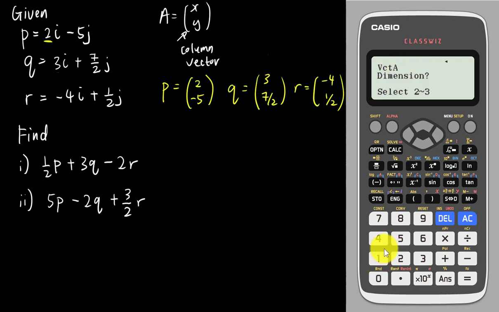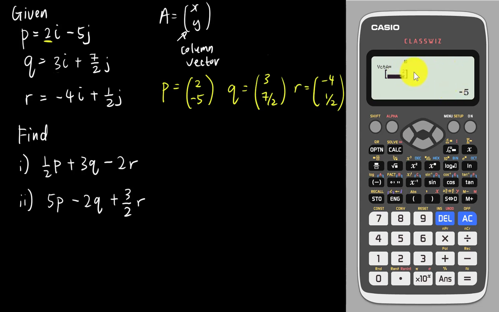I go into 1 here, and then it asks about dimensions. Since we have i and j only, we call it 2 dimension, because 3 dimension has i, j and k. So I tap 2. Then you can see the calculator is in column vector form. It asks you to key in the values for i and j. My i for p is 2, I tap equal to enter it, and then -5, and I tap enter.